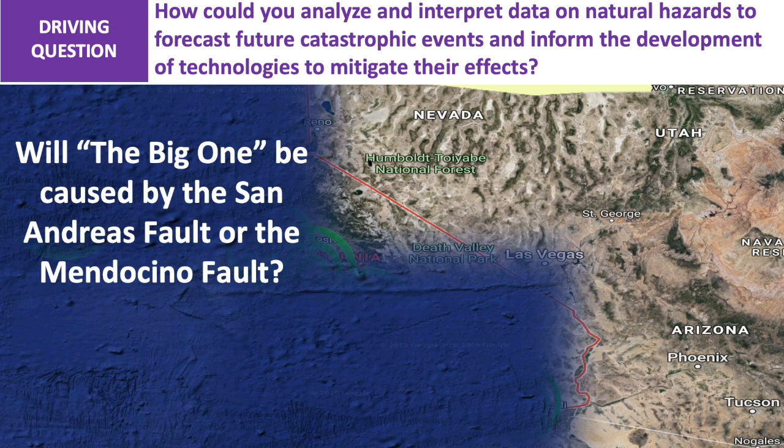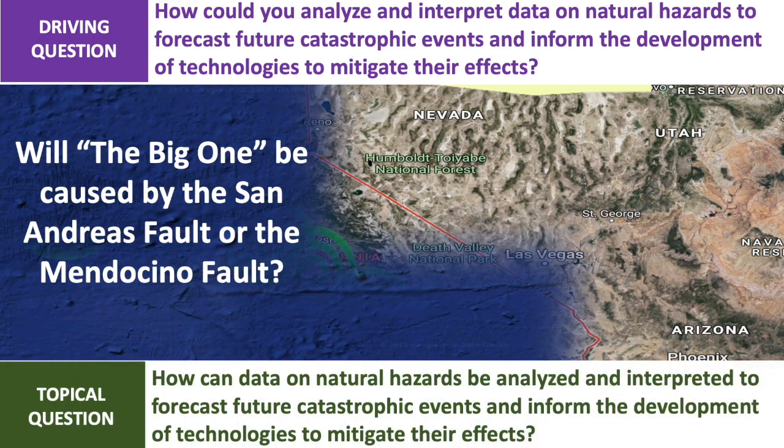The topical essential question, which is derived directly from the standard, is going to ask, how can data on natural hazards be analyzed and interpreted to forecast future catastrophic events and inform the development of technologies to mitigate their effects? That's straight from the standard. How do I know? Look at that driving question. If I took out "how could you," that would give me the learning intention of the standard. The learning intention of the standard is analyze and interpret data on natural hazards to forecast future catastrophic events and inform the development of technologies to mitigate their effects.